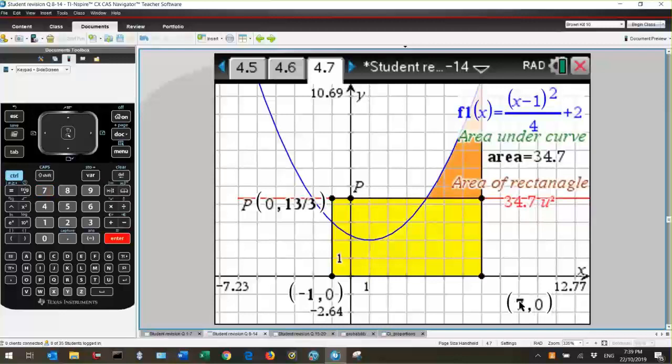Okay, and guess what? The areas are the same, 34.7, 34.7. In other words, this orange area above the average height is the same as the yellow area between the line and the curve, between the horizontal line and the curve.